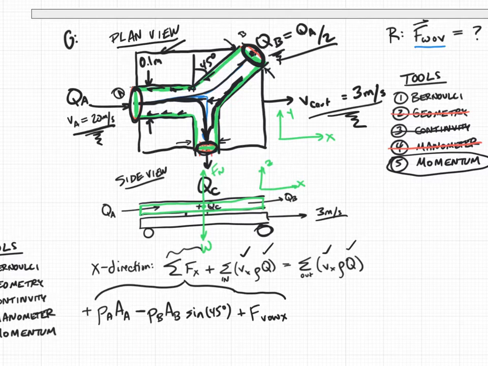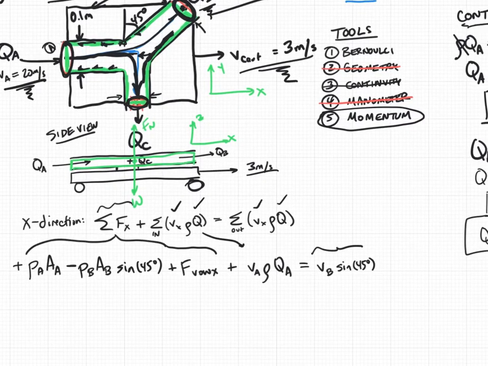Now let's deal with these momentum terms. In the x direction, we've only got one term. That's going to be VA, rho of water in this case, and QA. So that takes care of what's happening at A. It equals, what do we have that's leaving in the x direction? Well, we just have what's going on at B. So that's going to be VB, and in this case it looks like it's going to be sine of 45 degrees. So this is the x momentum, times the rho at B, which is just rho because it's not changing, QB.